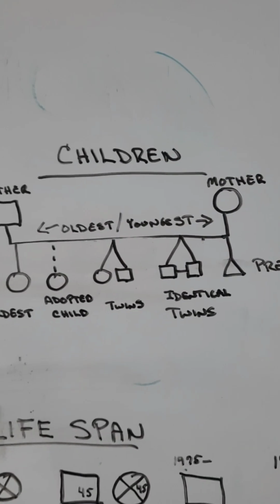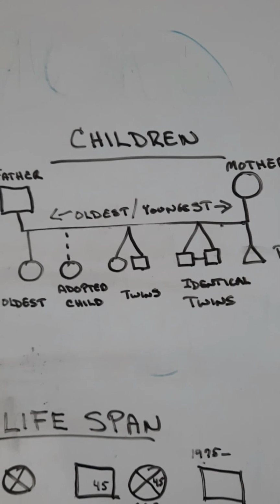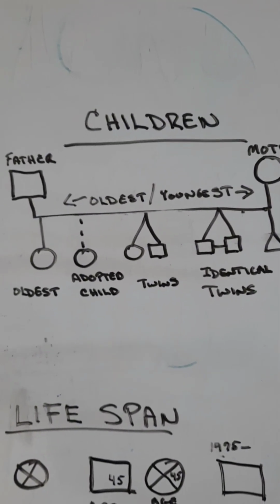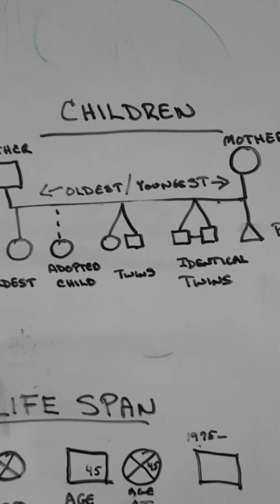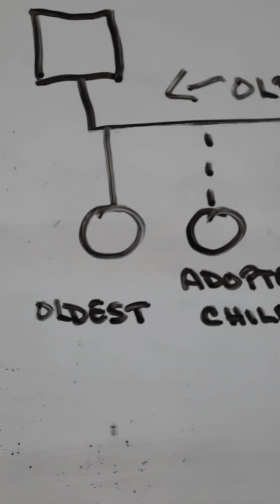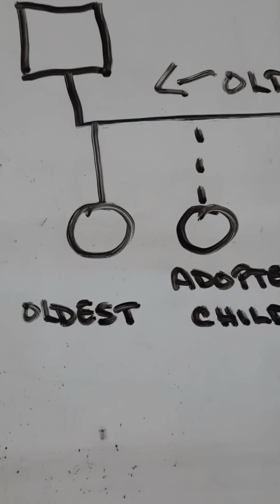When you're documenting children, you always have the father on the left and the mother on the right. When you put the children, they go oldest to youngest, from below the father to the mother. Oldest child is always here on the left, and that could be a circle or a square, depending upon the sex.